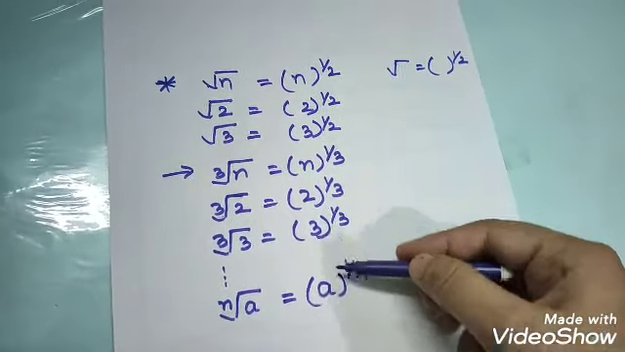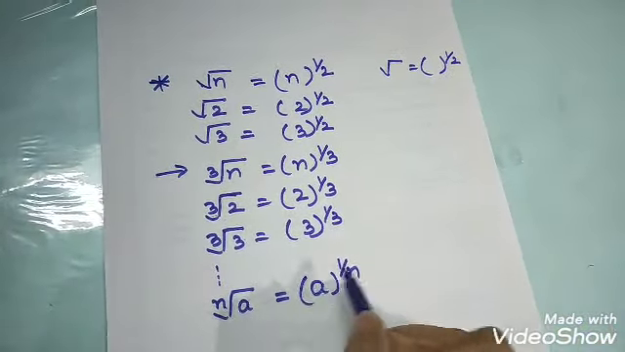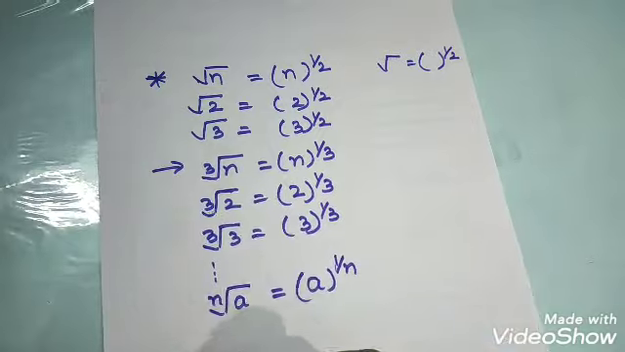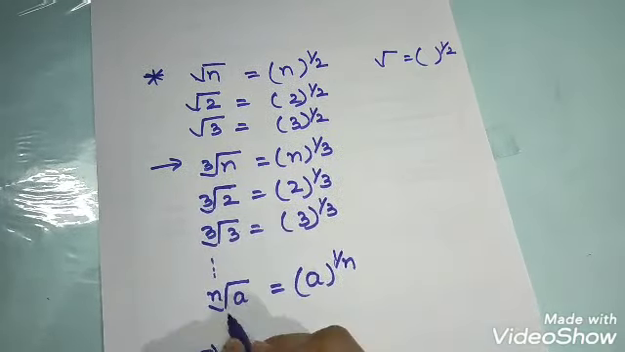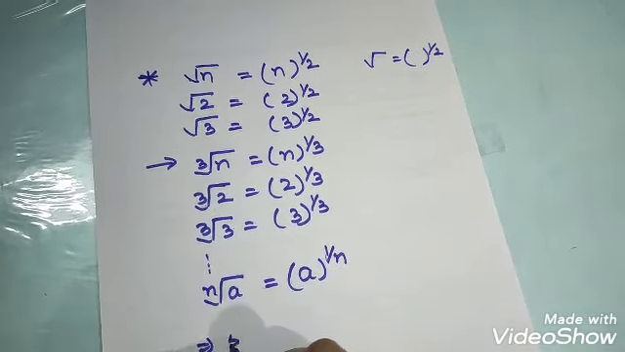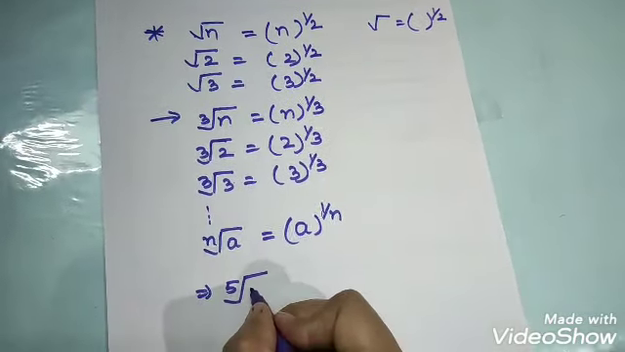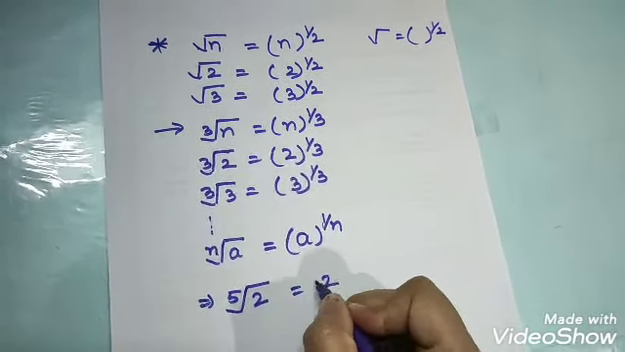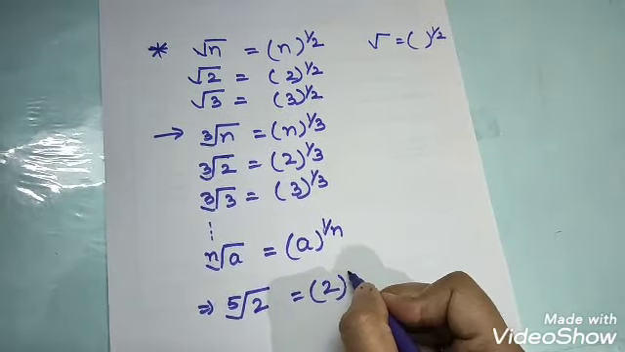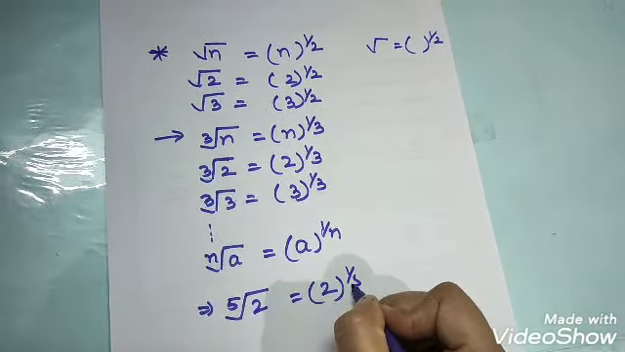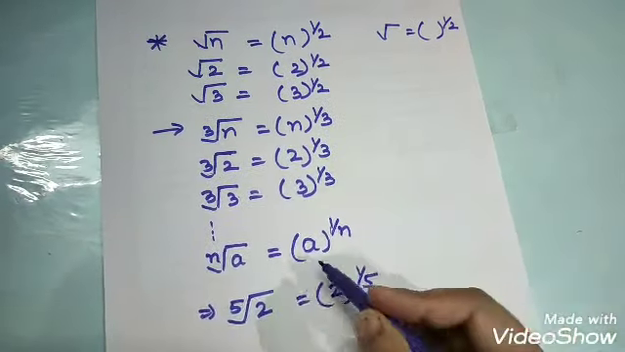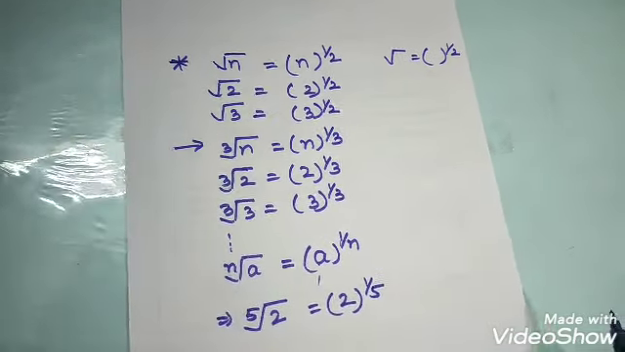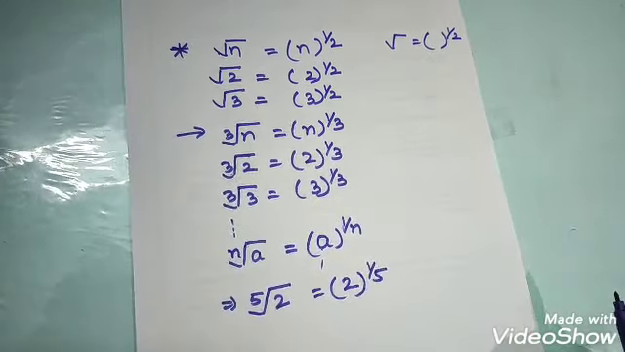You are getting the pattern? Look, the number on the root came to the power as that positive number. So if I am writing, suppose, the 5th root of 2, it can be written as 2 to the power 1 by 5. So this is one way of writing the roots of any number.